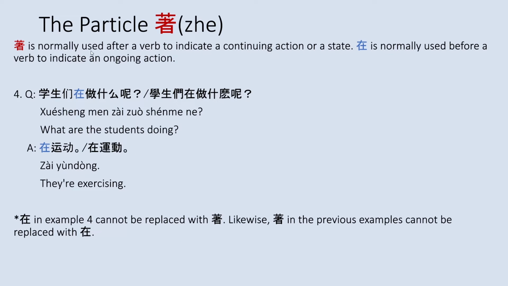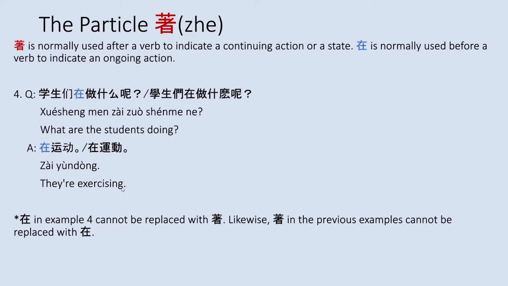着 is normally used after a verb to indicate a continuing action or a state. On the other hand, 在 is normally used before a verb to indicate an ongoing action. So, if someone asked you, 学生们在做什么呢? What are the students doing? You could simply answer with 在运动.